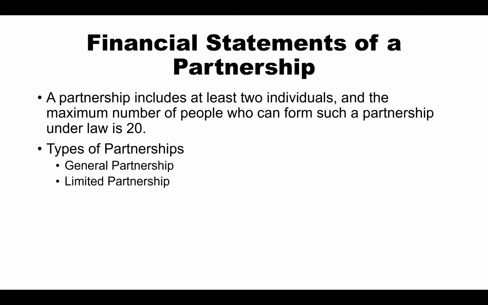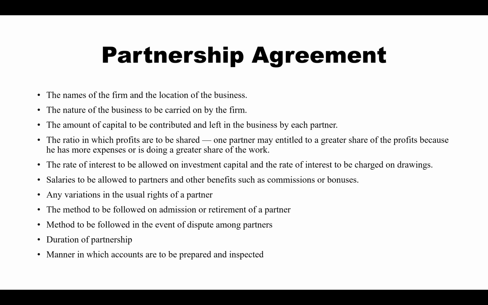So we have two types of partnership. We have the general partnership and the limited partnership. Let's continue. So here is a partnership agreement. The partnership agreement covers the name of the firm and the location of the business. Then another one is the nature of the business to be carried on by the firm.